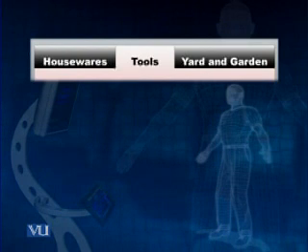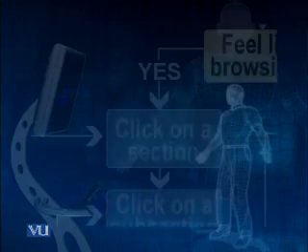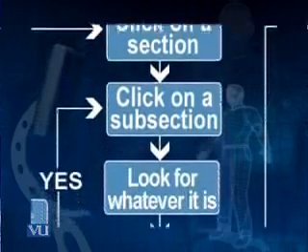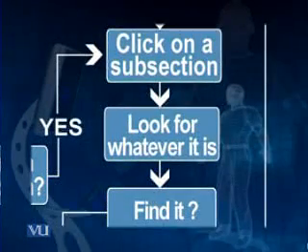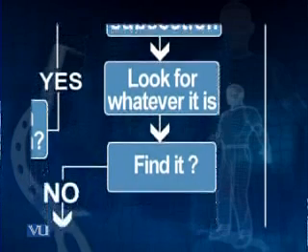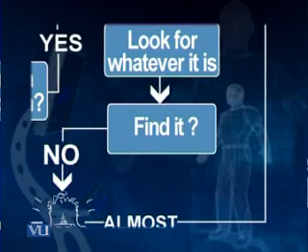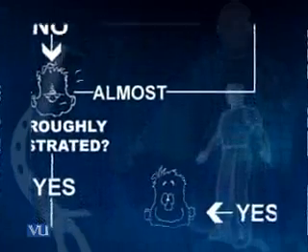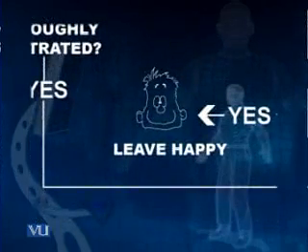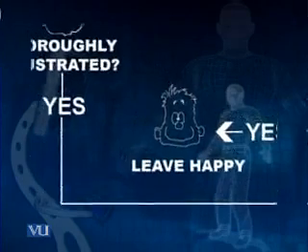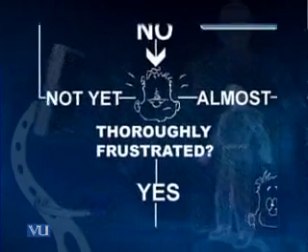So you have 3 sections, और आपने tools के section को select किया by clicking on the tools option on the navigation bar. You then click on a subsection. You then look for whatever item you are looking for. Do you find it? Yes or no? If you find it, you are happy and you can purchase it and leave. If you cannot find the item you are looking for, what do you do?